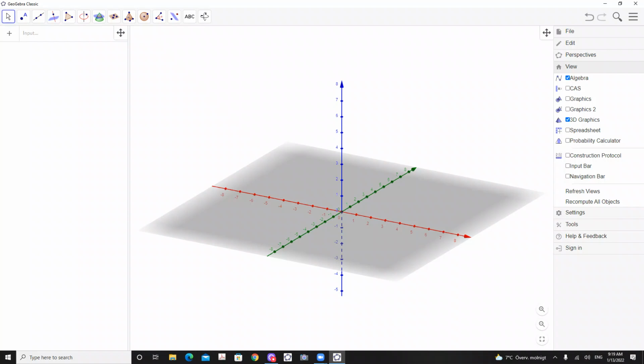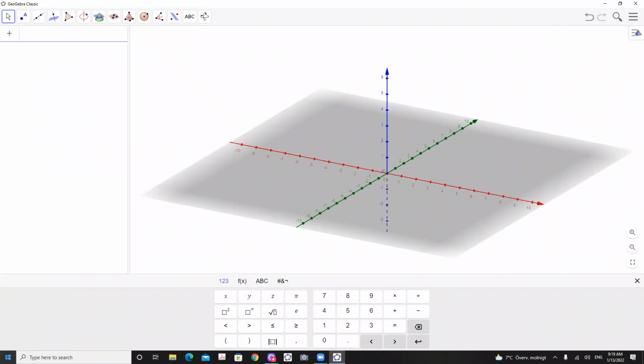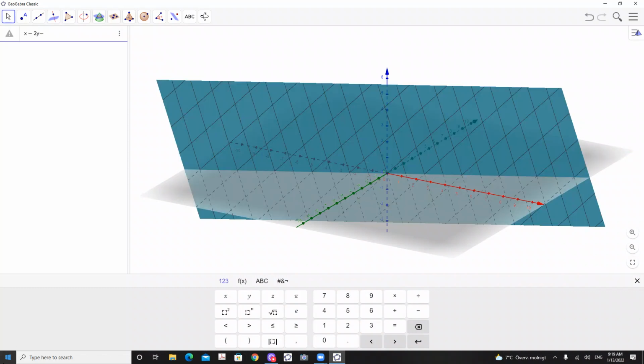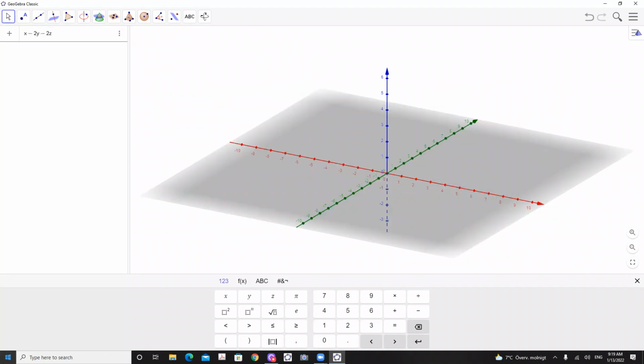You see, this will be my x-axis, this will be my y-axis, it's on the plane, but I have an extra axis that is called the z-axis. Okay, and then for example, let me just put those equations in to see what GeoGebra will produce for us. So I will type this equation here, x minus 2y, and then I have minus 2z equals to 0. So that is what you get.